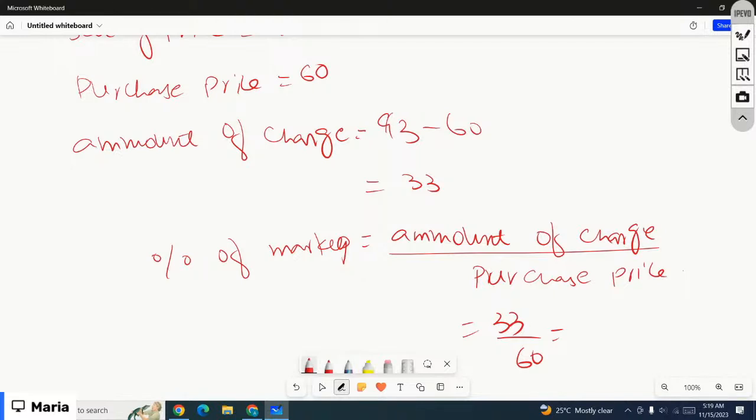33 over 60 is 0.55, and when you multiply it with 100, it is 55%. The correct option is 55%.